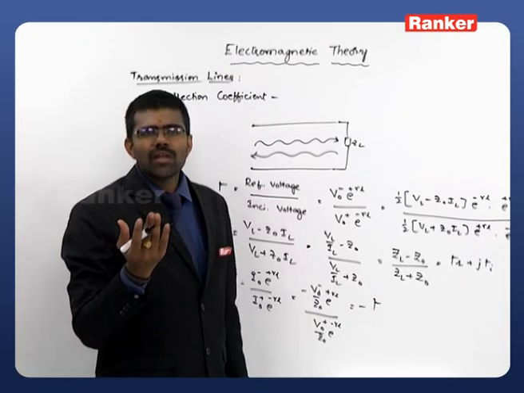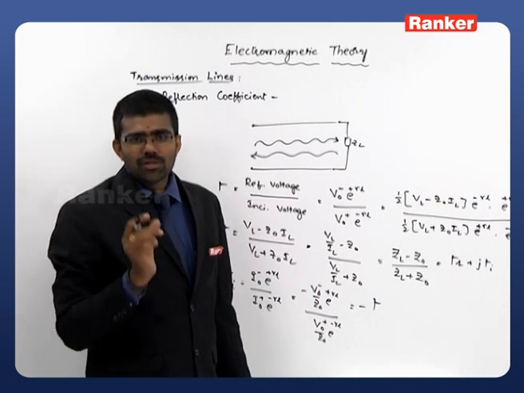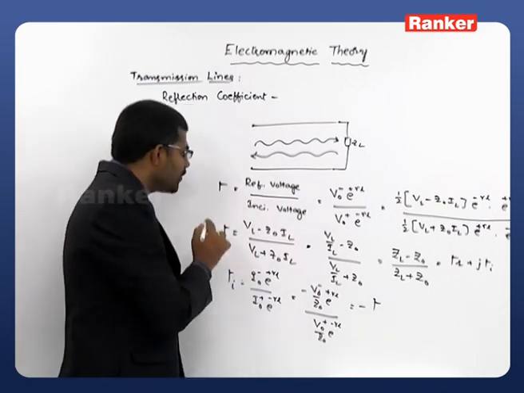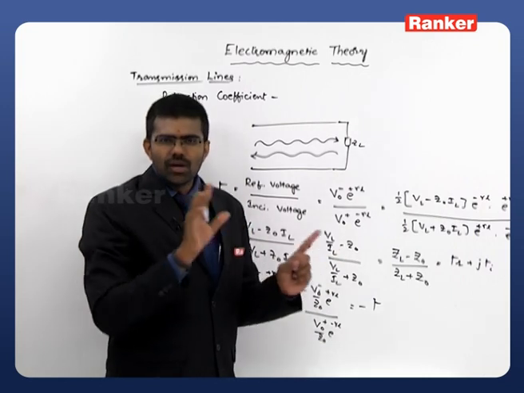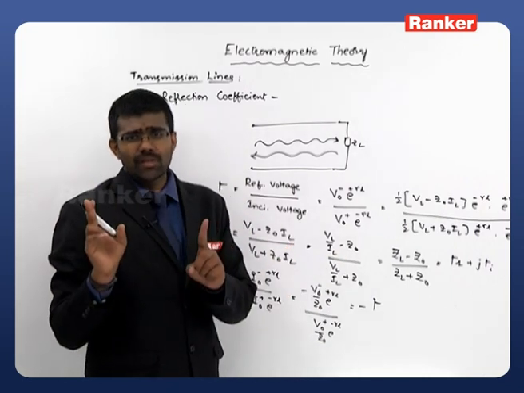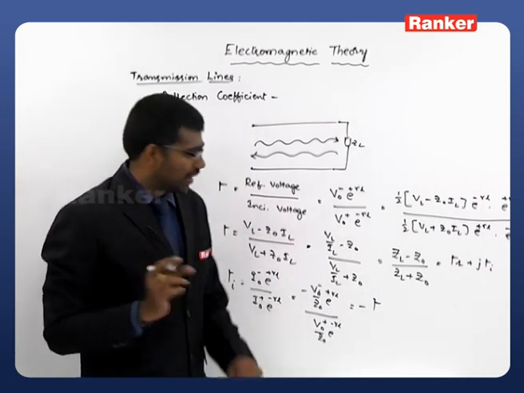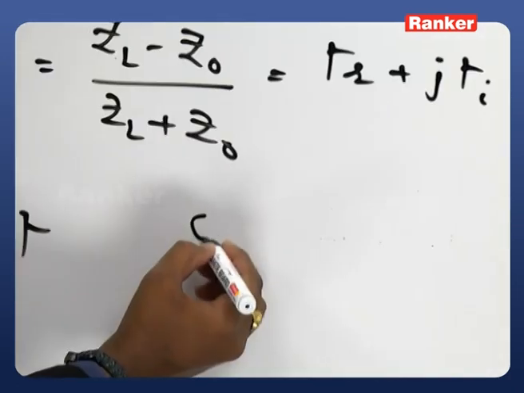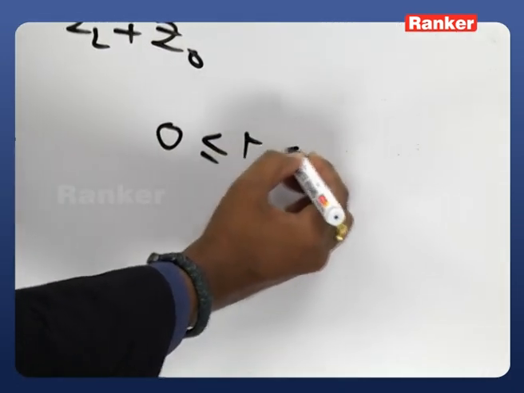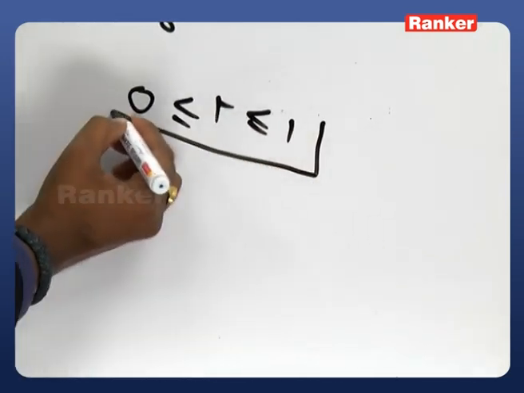And what will be the minimum value? The minimum value is always 0. So the magnitude of our reflection coefficient always lies between 0 and 1. Once again remember that I am talking about the magnitude only. So here I am writing the limit: 0 less than or equal to |Γ| less than or equal to 1.